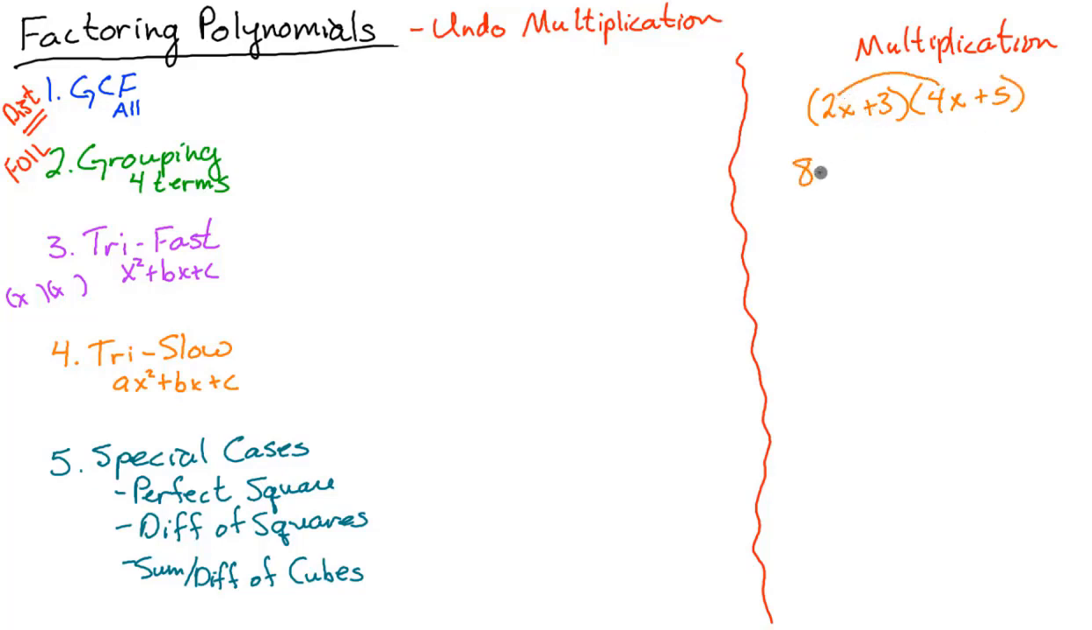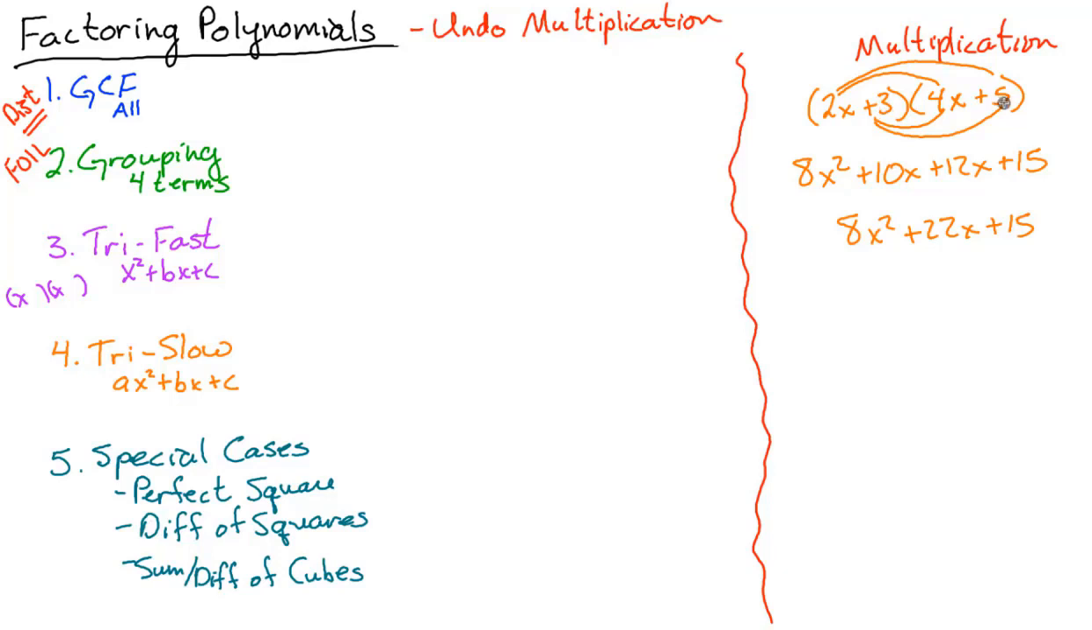Okay, that's 8x squared plus 10x plus 12x plus 15. Ooh, so we get 8x squared plus 22x plus 15. Now, take a look at it and see why we can't just use this method. We're like, oh yeah, if you had an 8x squared, you could break it up into a 2 and a 4, and the 15 is 3 times 5. But notice where this middle term came from.